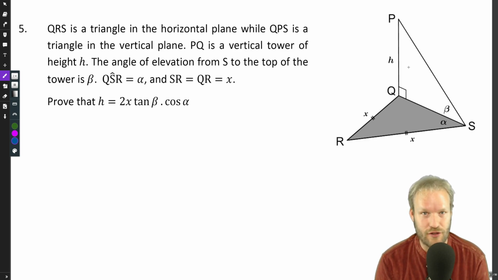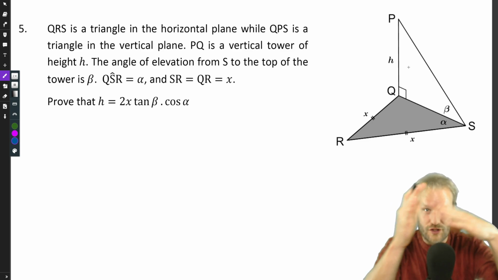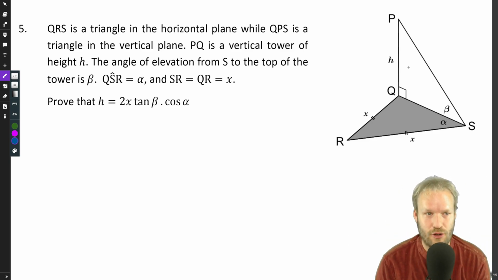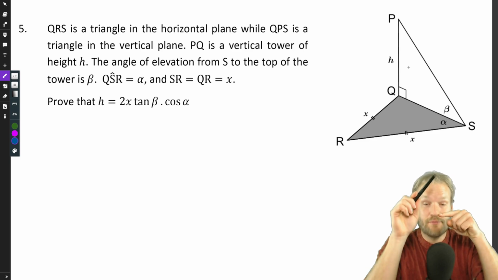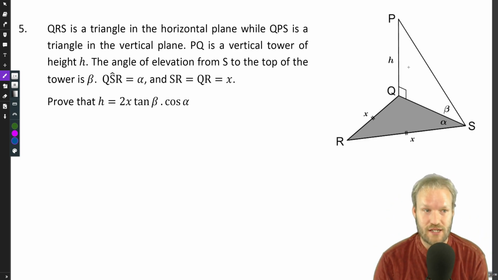QRS is a triangle in the horizontal plane. QPS is a triangle in the vertical plane. So one's in the horizontal, one's in the vertical. PQ is a vertical tower of height h. Cool, written in the diagram. The angle of elevation from S to the top of the tower, so if you're standing at S and you're looking up to the top of the tower, is beta, which again is in the diagram.